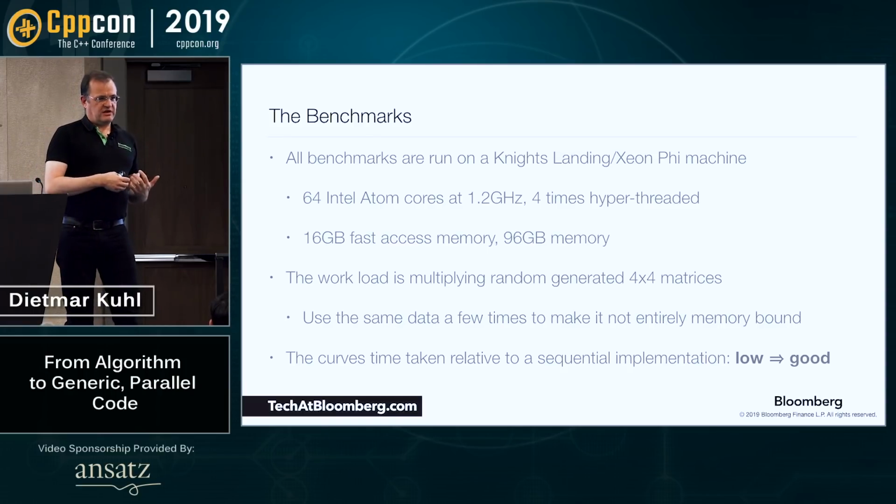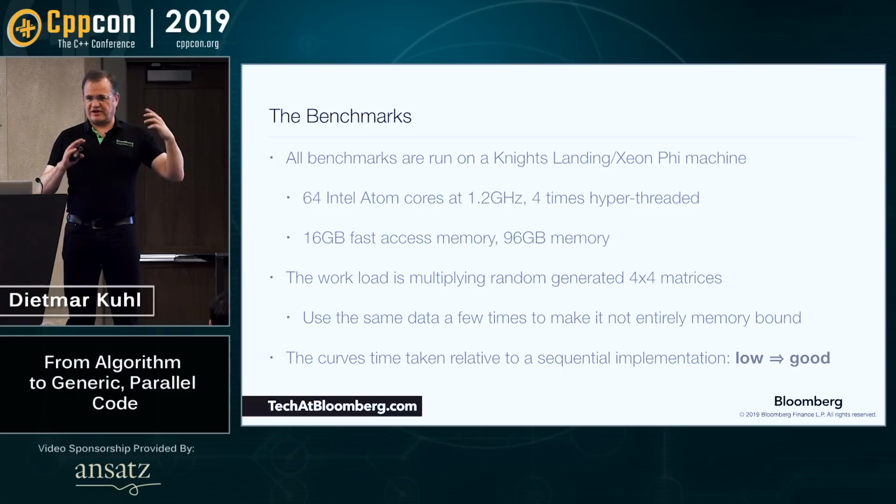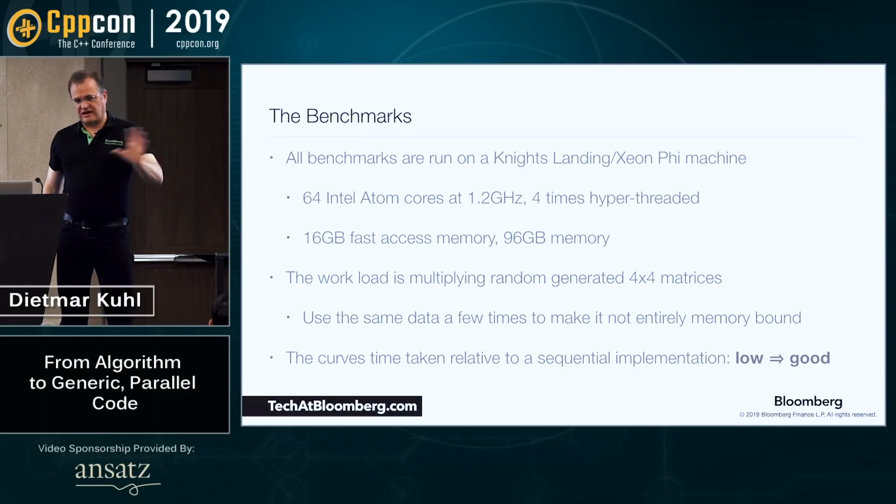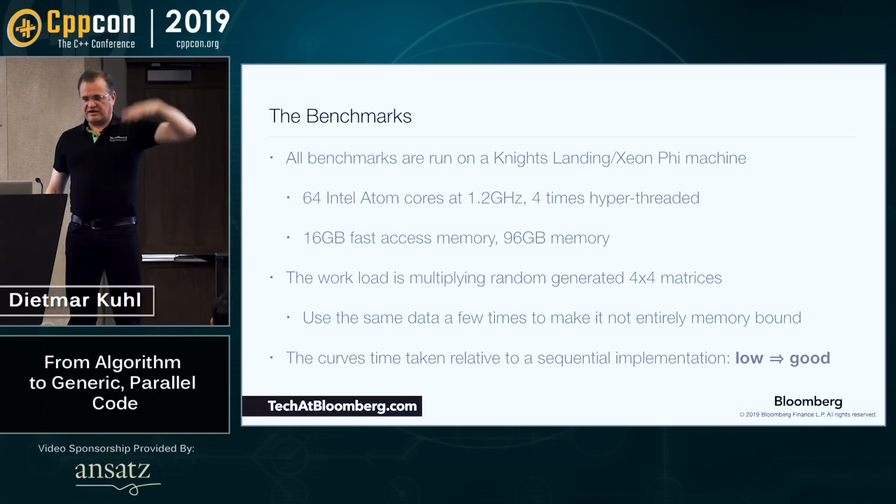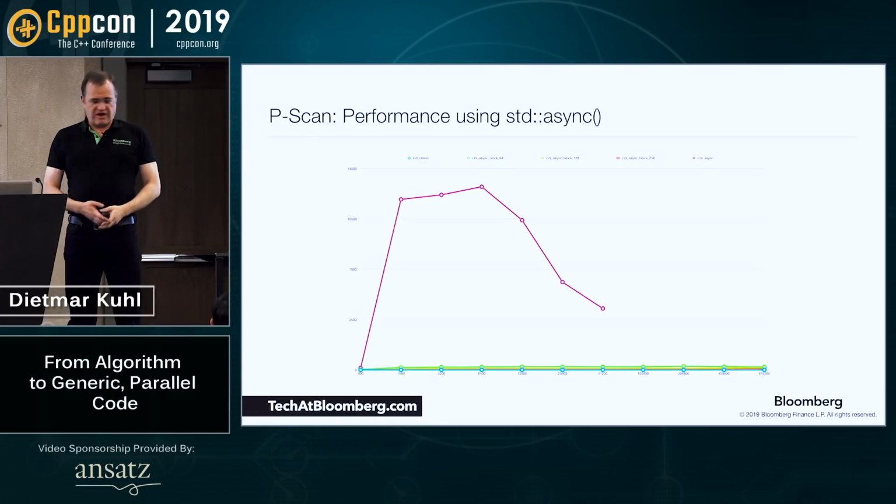There are more interesting use cases which are just harder to explain. And I think people understand what a matrix multiplication looks like. It actually does a number of operations on that. It's just intended to not make it entirely memory bound. And then I will show graphs, and low is good, high is bad. So all of the graphs show something like that.